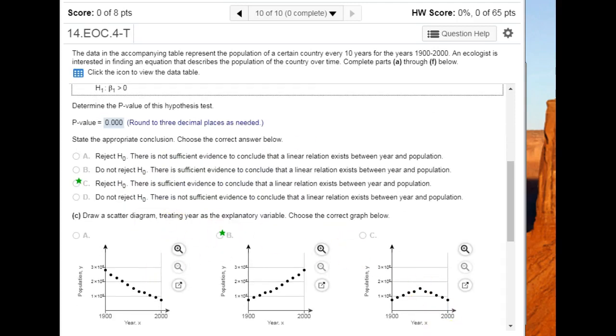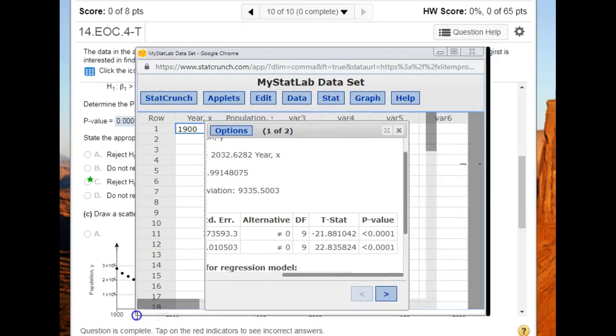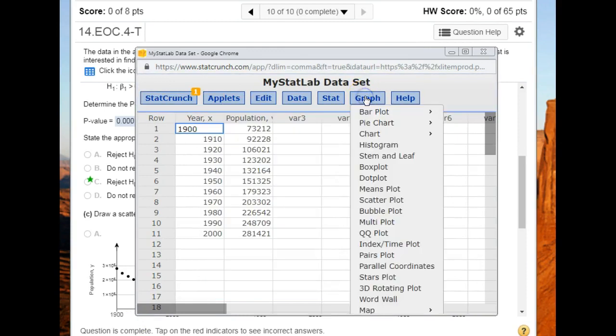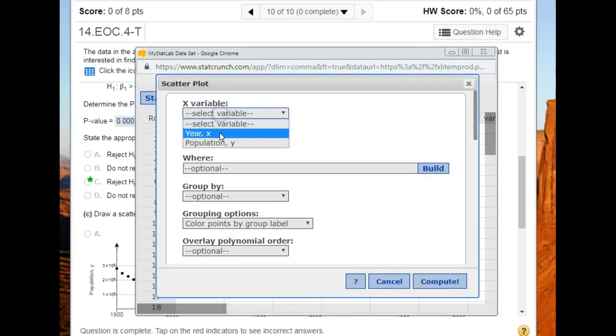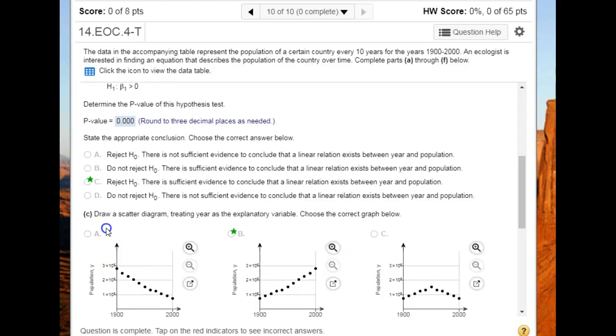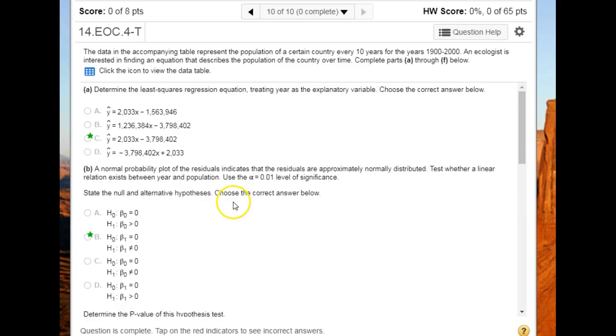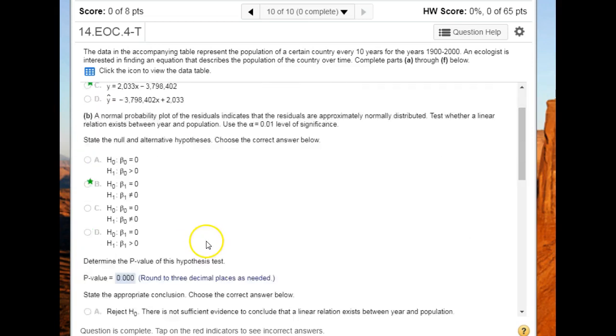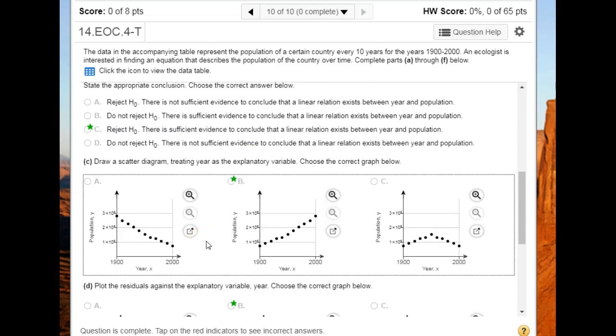So drawing a scatter diagram, we do that by going to graph, scatter plot, pick your X and your Y, and you hit compute and you see what it'll look like. So select that as well. All the evidence is pointing towards it being a good idea to use this linear regression equation. It seems that there is a linear relationship between these two variables, from everything we've looked at so far.